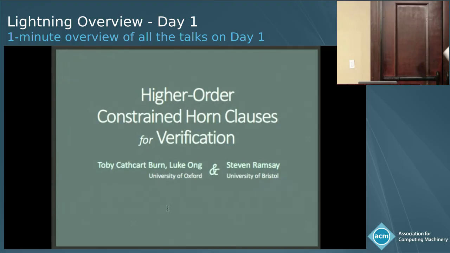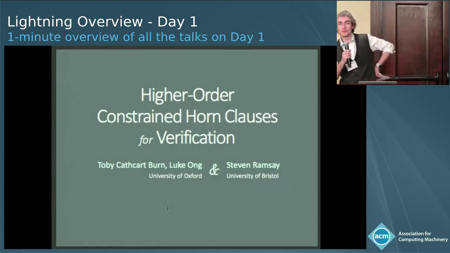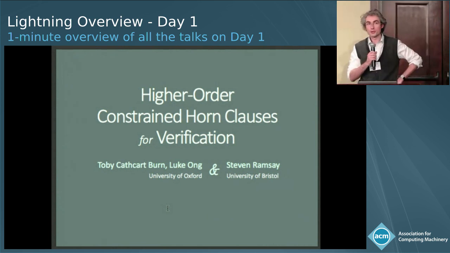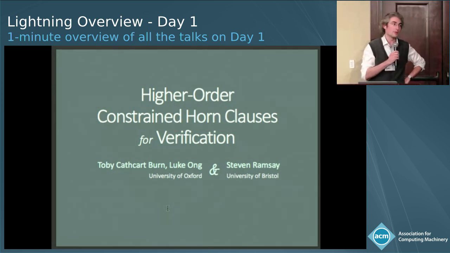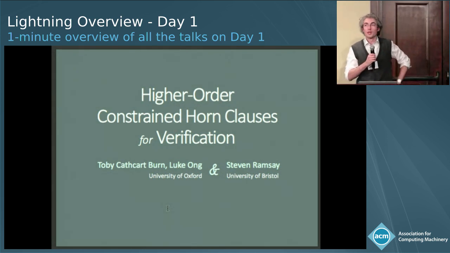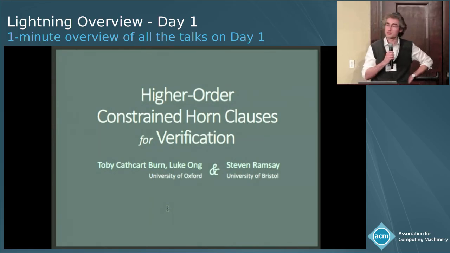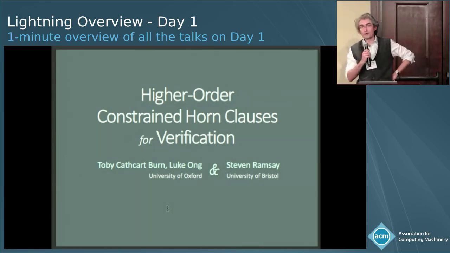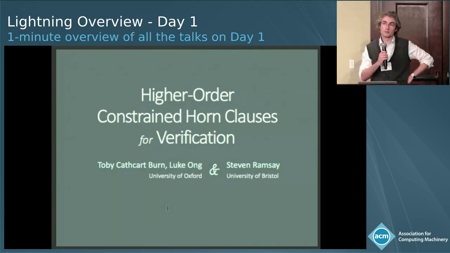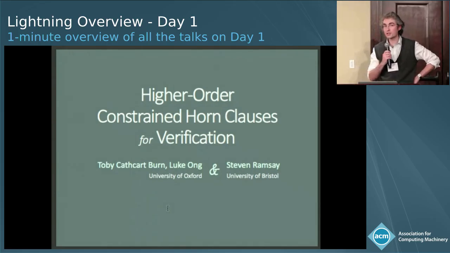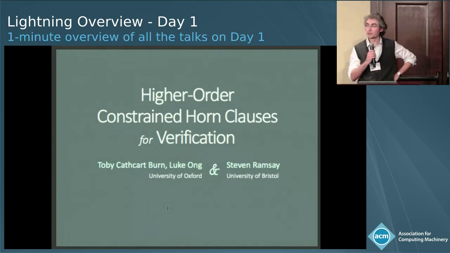Thanks. So this is joint work with Toby Cathcart Burn and Luke Ong from the University of Oxford. Constrained Horn clauses are a class of formulas in first-order logic that have become important in automated program verification. One reason is that they give a purely logical treatment of first-order program invariants. Now, when we want to verify higher-order programs, we often want to talk about functions directly in our invariants. So higher-order logic is often a better choice than first-order logic.